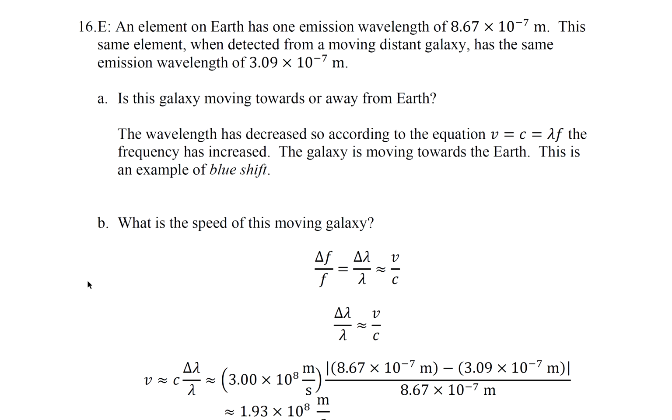Question 16. An element on Earth has one emission wavelength of 8.67 times 10 to the minus 7 meters. The same element, when detected from a moving distant galaxy, has the same emission wavelength of 3.09 times 10 to the minus 7 meters. Is the galaxy moving towards or away from Earth? Well, we could see that the wavelength has decreased, so the frequency has increased. An increase in frequency means that the object is moving towards the Earth. So this is an example of a blue shift.